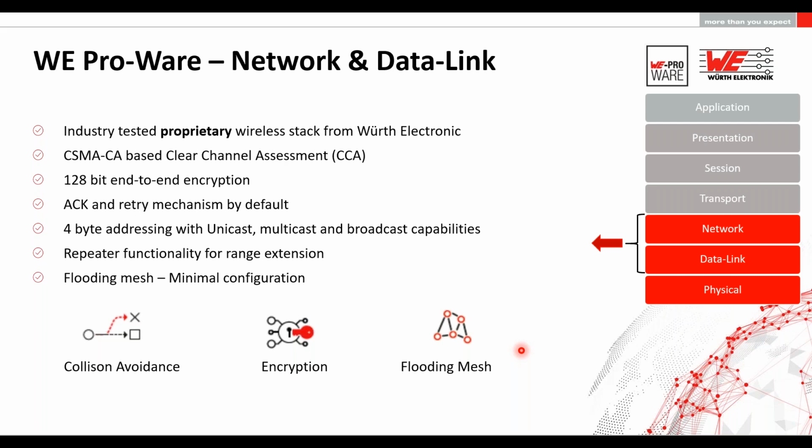Flooding mesh is a very simple concept. Each module itself can be configured as a repeater, and once a module is configured as repeater, it forwards all the packets that it receives, other than the packets that are addressed to itself. So you can build a mesh functionality without having to worry about large routing tables and optimization and so on.